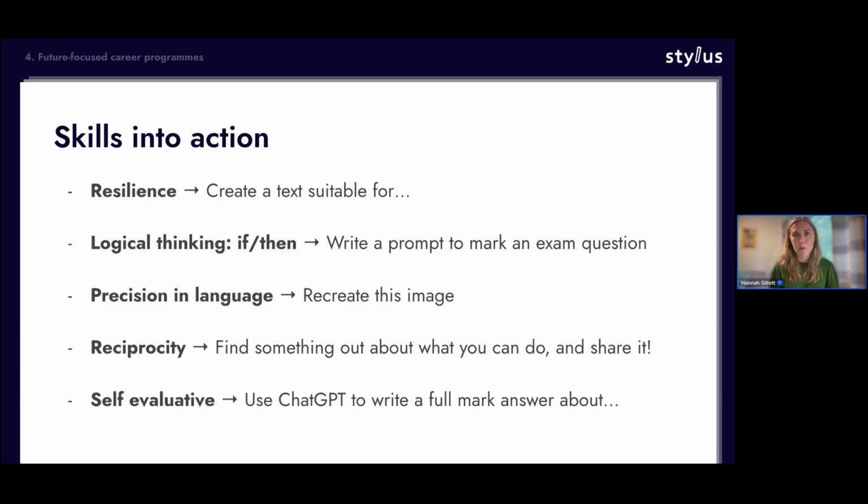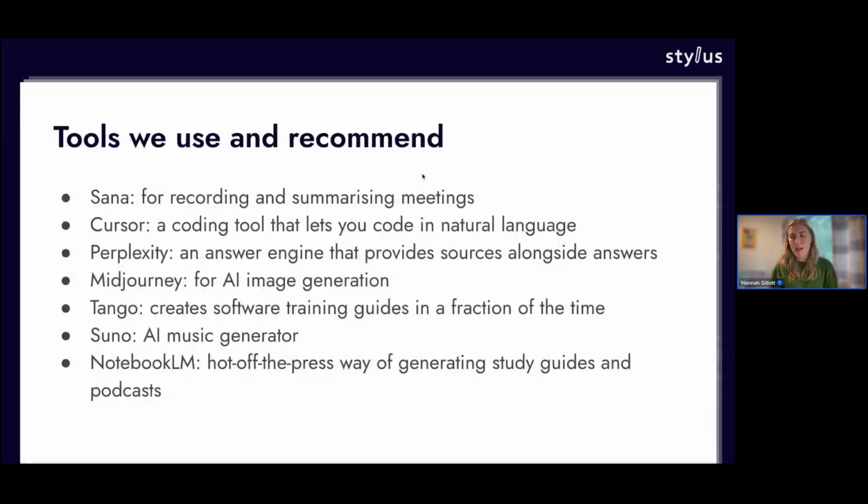In session 3, we go into a lot more detail around avoiding things like plagiarism. So finally, tools that we use and recommend, which I'm going to talk through really quickly because we're at the finishing time. We use Sana for recording and summarizing meetings. Cursor, which is a coding tool that will let you code in natural language. So rather than have to have a basic understanding of coding to start, you can just describe what you want it to build and it will go and generate some code and then describe the bits that you want to fix. It's saving a huge amount of time for our team.